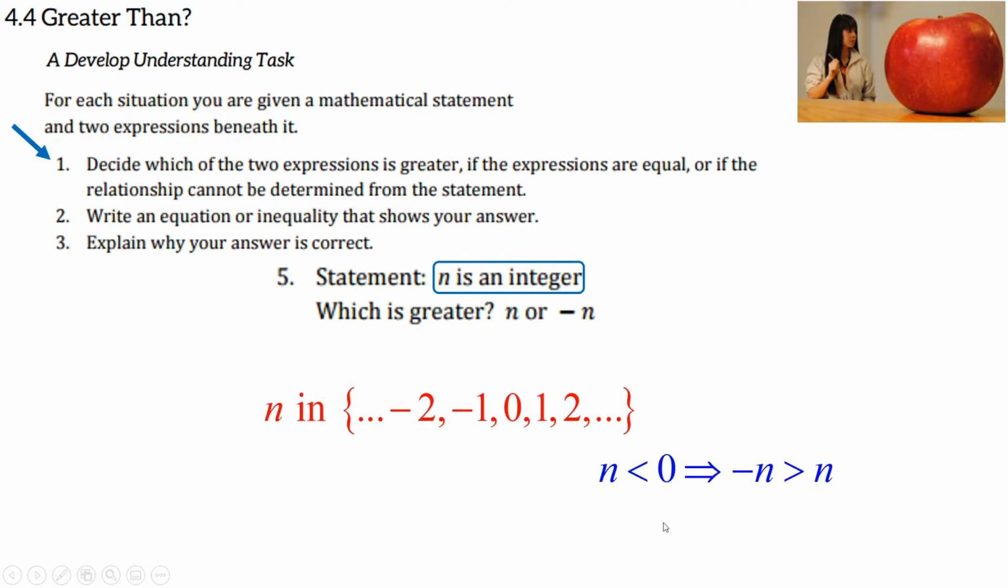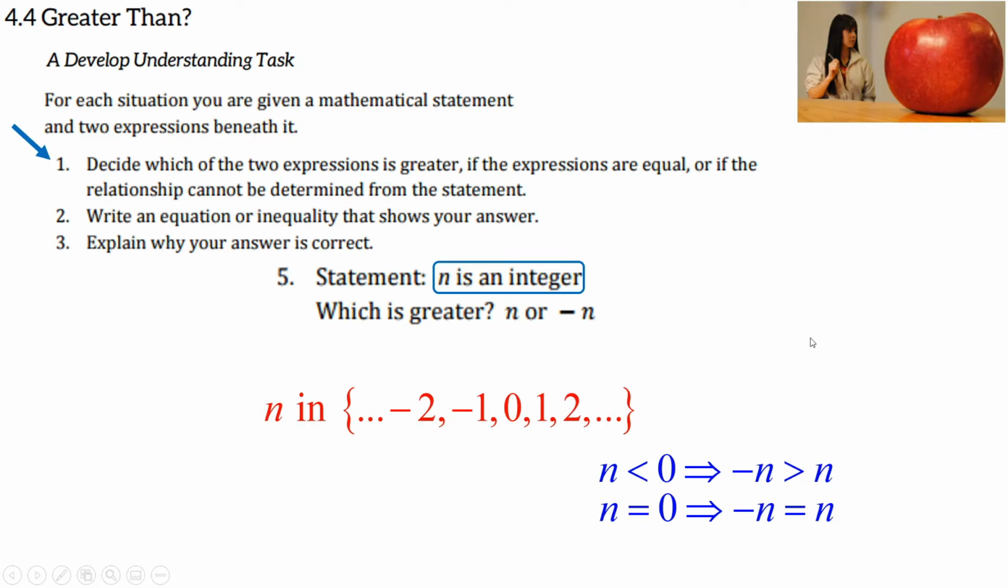That's kind of complicated. Okay, so let's do this then. How about n equals 0? Well, if n equals 0, the opposite of 0, how does that compare to 0? Well, the opposite of 0 is 0. So they're equal if n equals 0.